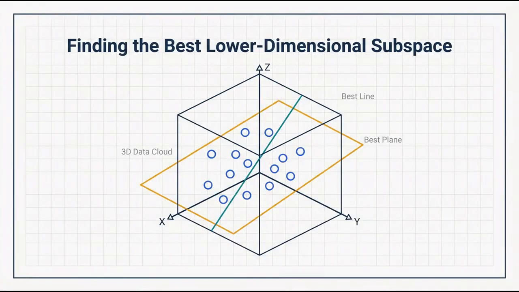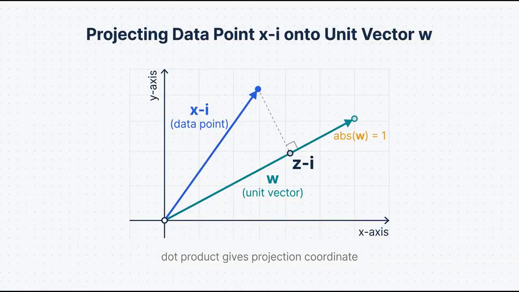This simplifies the math, ensuring that our subsequent projections pass directly through the heart of the data. Once the data is centered, our goal is to find a lower dimensional subspace, like a line or a plane, to project our data onto. Let's start by trying to find the single best line. We can represent the direction of this line using a unit vector, which we will call w. Because it is a unit vector, its length is constrained to 1.